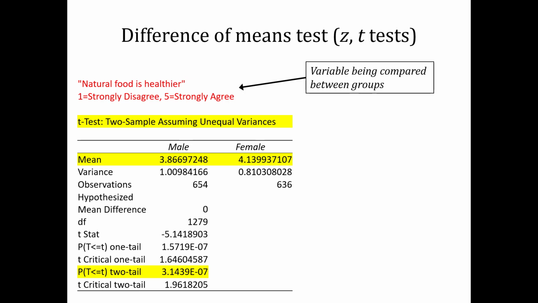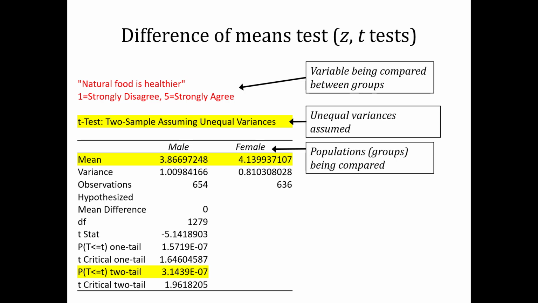Keep in mind that the variable we are comparing is agreement with the statement about natural food. A higher number means more agreement and a lower number means more disagreement. This is important because you need to know this in order to interpret the results. Here's what the Excel output looks like. At the top is the type of test, in this case a two-sample t-test with unequal variances. Next, it shows the populations or groups being compared, in this case men and women. You can see that the sample size for the two groups is not the same. There are more men than women in the sample.